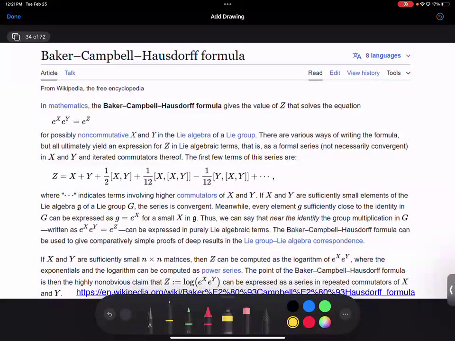If the commutator of X and Y is 0, what do you think this reduces to? Yeah, it just reduces to X plus Y. So it becomes really nice in the special case when the commutator is 0.